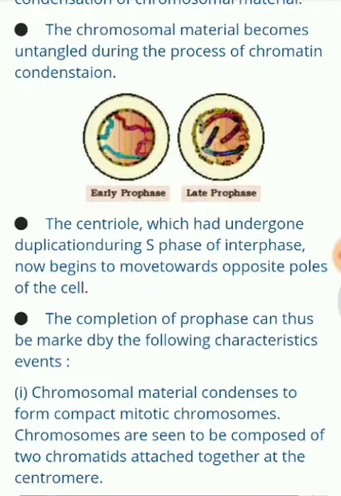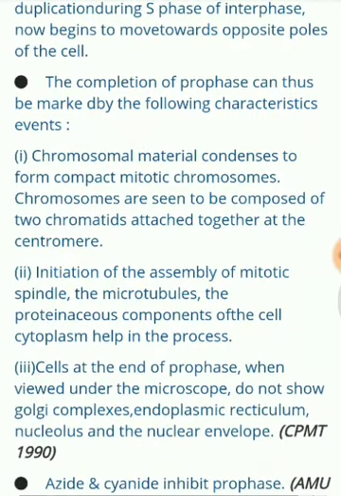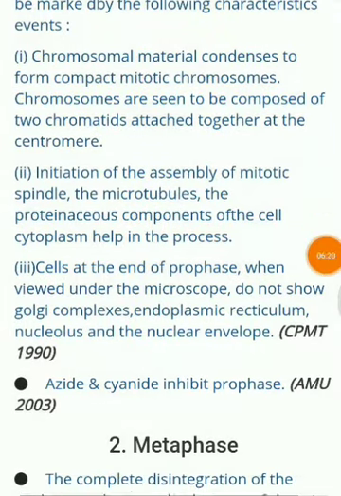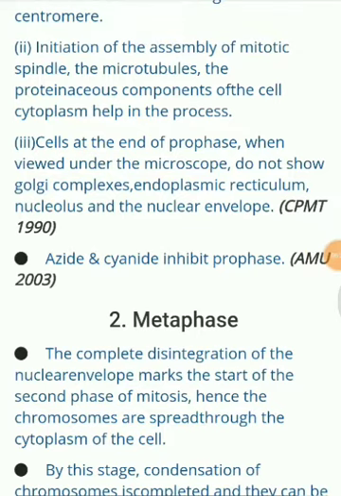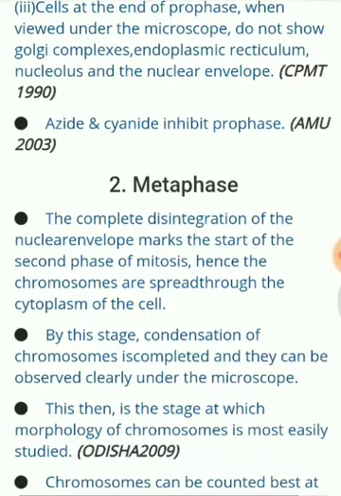The completion of prophase can thus be marked by the following events. Chromosomal material condenses to form compact mitotic chromosomes. Chromosomes are seen to be composed of two chromatids attached together at the centromere. Initiation of the assembly of the mitotic spindle, and the microtubules and the proteinaceous components of the cell cytoplasm help in the process. Cells at the end of prophase, when viewed under the microscope, do not show Golgi complexes, endoplasmic reticulum, nucleolus, and nuclear envelope. Azide and cyanide inhibit prophase and metaphase.